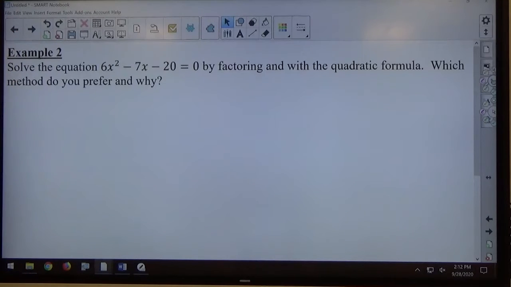Okay, moving on to example 2. It says to solve this equation by factoring, which is the technique we learned back in chapter 2-3, or also they want you to do it with the quadratic formula. That's the one we're just learning right now. And they want us to come up with which way we like better and why. Now, you're probably going to find out you like the quadratic formula better, maybe, maybe not. Sometimes the numbers in the quadratic formula get large. People don't like it for that reason, but whatever.